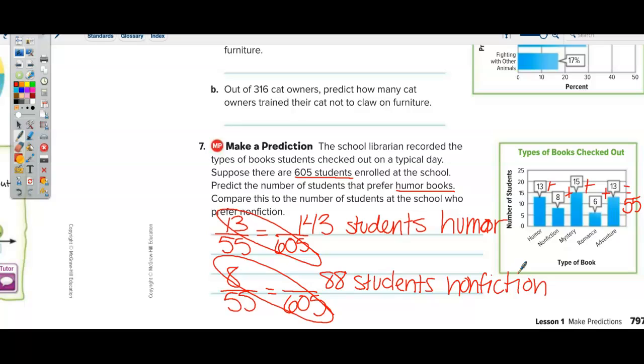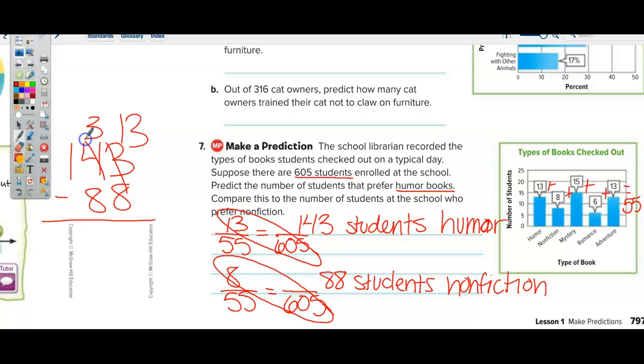I'm still not done though because I have to compare them. So how could you compare them? Clayton? Okay, so we could do 143 minus 88 to figure out how many preferred one over the other, right? 13 minus 8 is 5. 13 minus 5. 8 is 5, so 55.